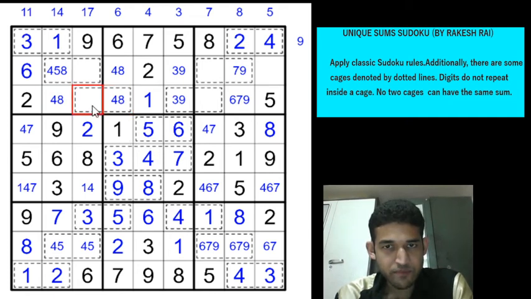So this cell cannot be 2, 4, 8, cannot be 1 or a 5. So it can only be 3, 6, 7 or a 9. 3, 6 and 9 are not possible, so this is going to be only a 7. And the moment you get that, you immediately deduce that 4 cannot be here because that will take the cage total to 11, but you have reached 11 already.